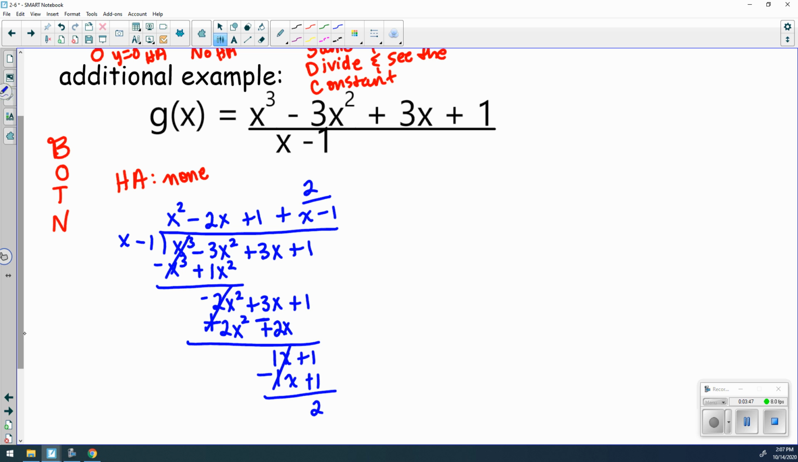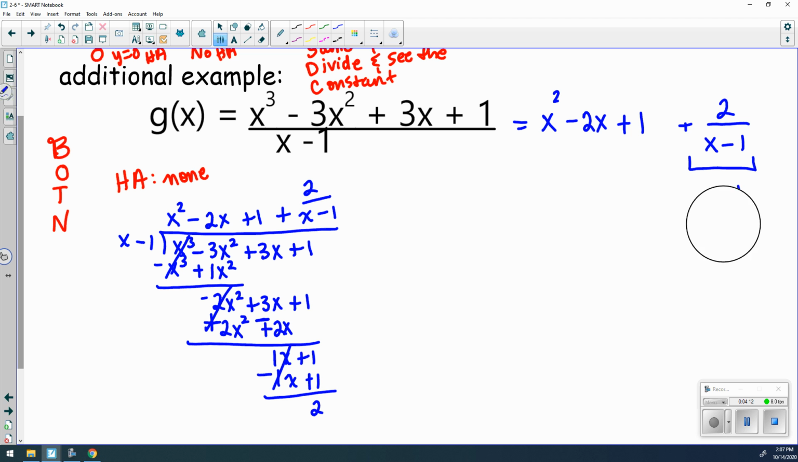Okay, so I don't have any horizontal asymptotes, but that doesn't mean I don't have any asymptotes at all. As I divided, I came up with this new function, x squared minus 2x plus 1 plus 2 over x minus 1. So this is going to tell us about the rest of the function. I'm going to call this part the rational function part. And this part is going to be our asymptote.